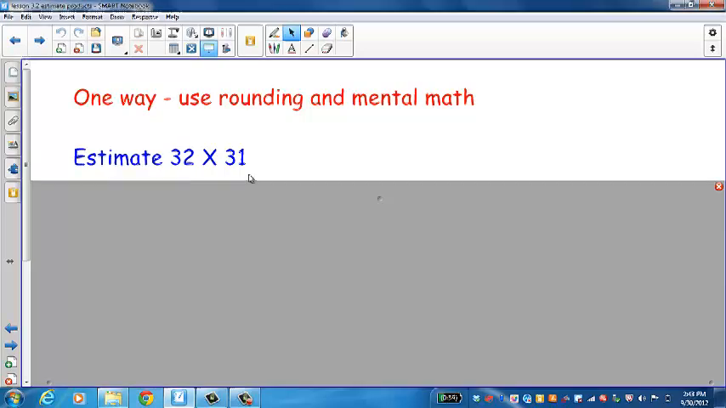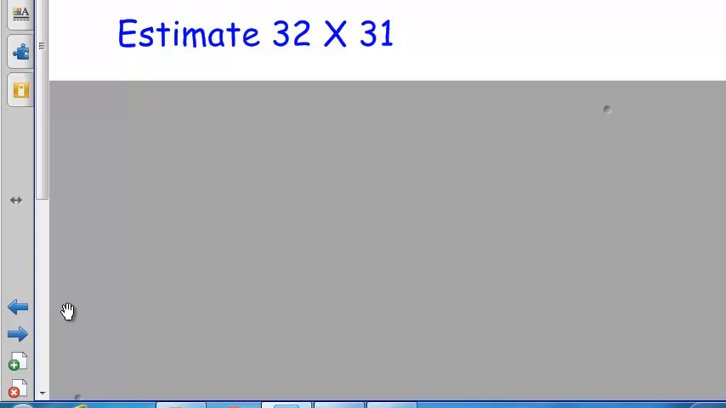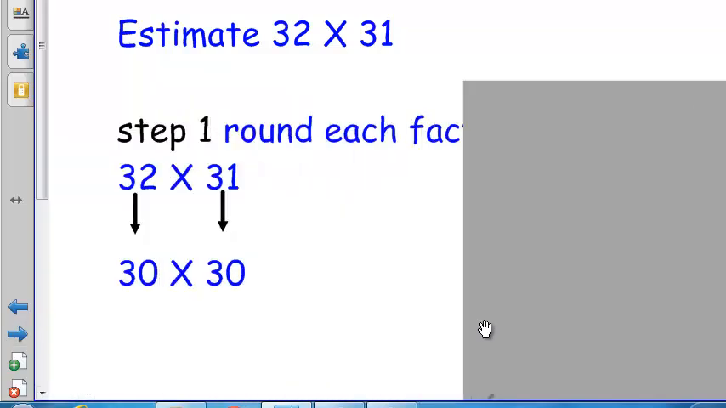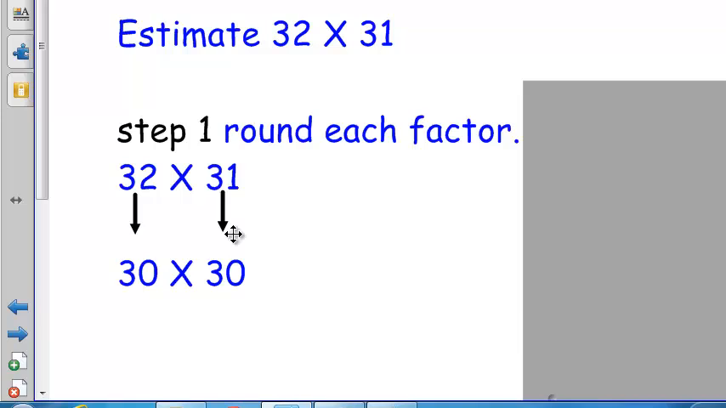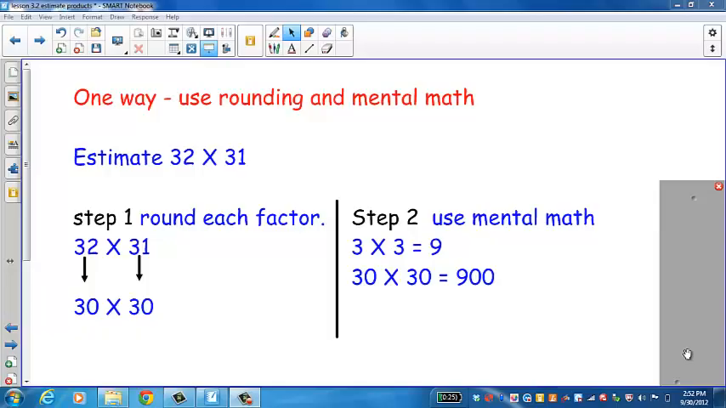For example, if we were going to estimate 32 by 31, one way that we could do this is by rounding each factor. Now, if you'll notice, obviously this is just a two-digit number, but we rounded to the largest digit possible. So we rounded 32 to 30, and we rounded 31 to 30. Now we can use mental math by multiplying 3 times 3, which equals 9. So 30 times 30 must equal 900. If you'll notice, there is a 0 in this 30 and a 0 in this 30, so there must be 2 zeros in your product.